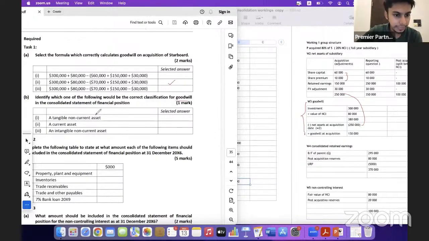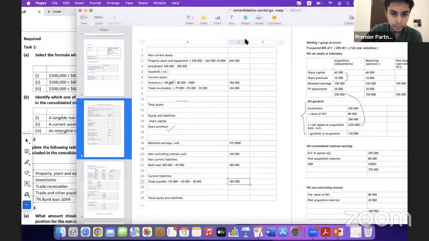3 options: tangible non-current asset, current asset, intangible asset. Guys, listen, goodwill is something that you can't see. It's intangible. So therefore, guys, the answer has to be intangible non-current asset. It's not a tangible, no, it's not a current asset. It's an intangible asset. That's why now, guys, we are writing it in between here. See, between non-current and current, now we are showing goodwill, meaning that's an intangible asset.